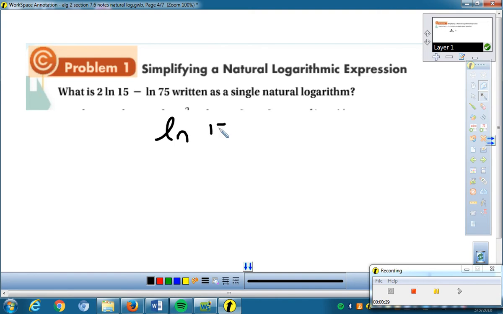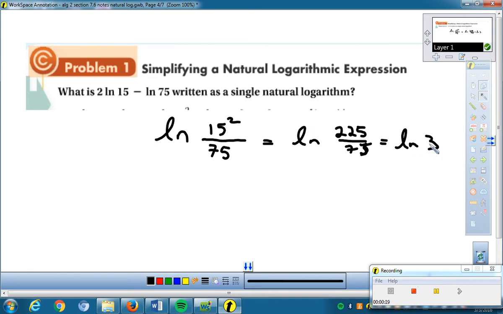So this becomes 15 squared. The subtraction becomes division when we use our properties to condense. And then what goes in the bottom? 75. Well, what is 15 squared? 225 is right. 225 divided by 75. Is what? 3. So this is the natural log of 3 in its most simple form. Okay, same properties we have been using. Any questions on that?